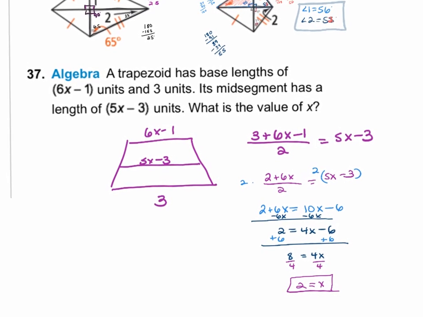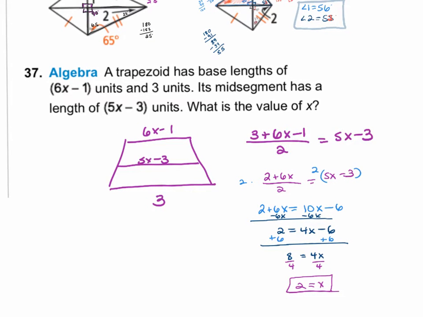37 was talking about the mid segment. So it says the trapezoid has a base length of 6x minus 1 and 3. Its mid segment has a length of 5x minus 3. What's the value of x? So remember yesterday we talked about, a bunch of times, so we reminded yesterday that if I add the 2 bases and divide by 2, base 1 plus base 2 divided by 2, I get the mid segment.